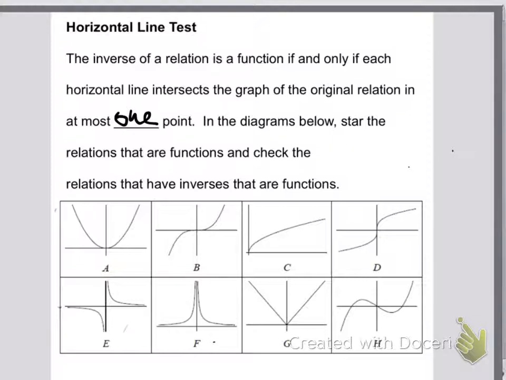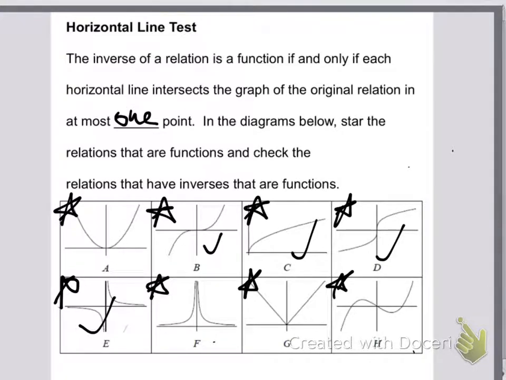I'll start with the first one, and let's determine if this relation is a function. So it clearly passes the vertical line test. Alright, so this is going to be a function. However, it fails the horizontal line test. So the inverse of this function is not a function. Okay, on your own, I want you to do B through H. When you're finished, hit resume and I'll have the answers up.